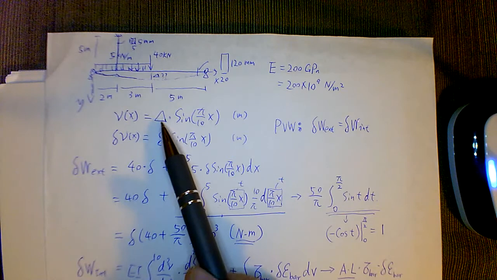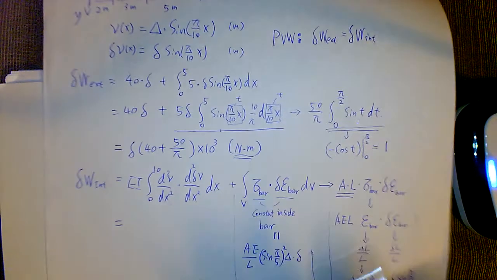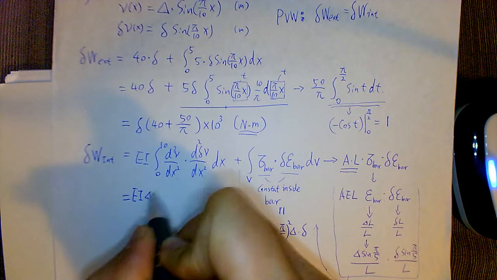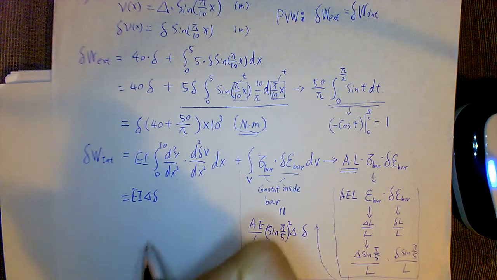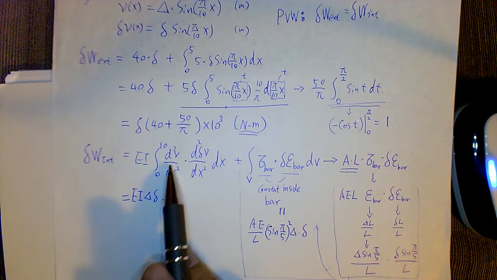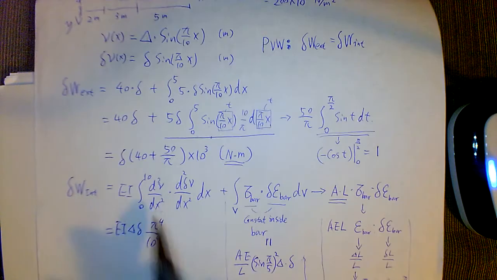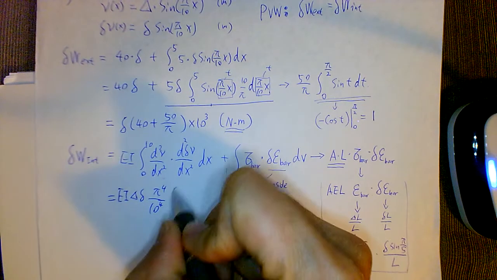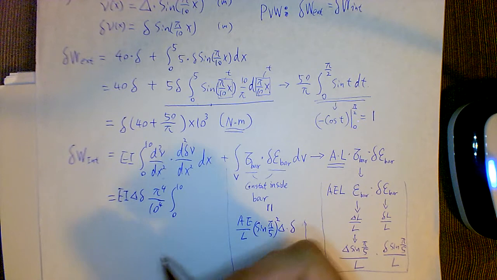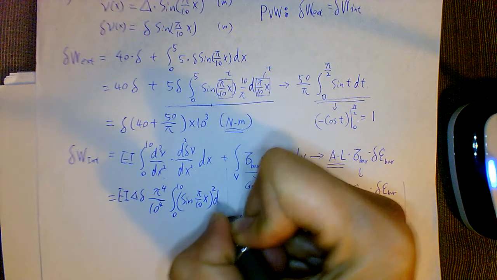And of course, delta and delta are constant, so they don't change and they can come out. So in the end, what you get is something kind of interesting like this. It's E I, that's already there. You've got delta and delta, they're constant, they come out. And then you've got pi to the fourth, 10 to the fourth. That's because the pi and 10, the second derivative, they come out to be second, and then you have two of them, you get fourth. Then finally, you've got the 0 to 10, and then you have this sine square. Yep, that's it.